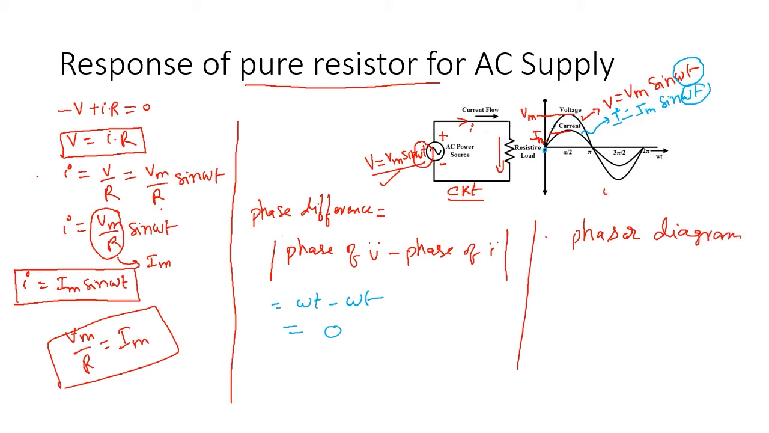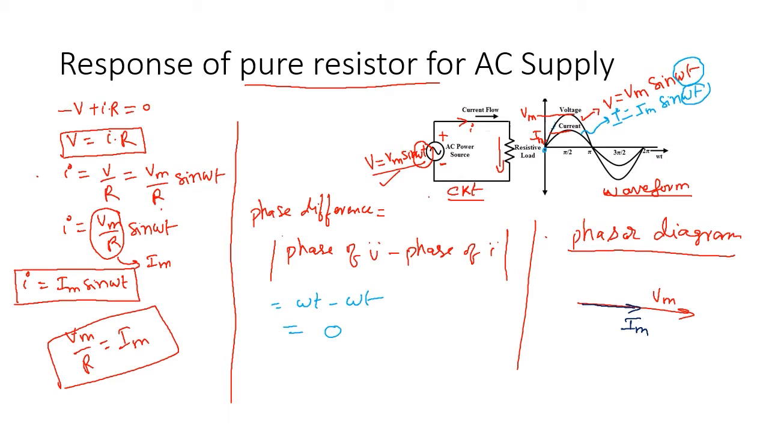So this is a waveform. This is a waveform. This is a circuit. This is a waveform, and this is the phase difference, and this is a phasor diagram. So this one is the Vm, and current is, this one is the Im. So in the phasor diagram, you see that here both are in the same phase.